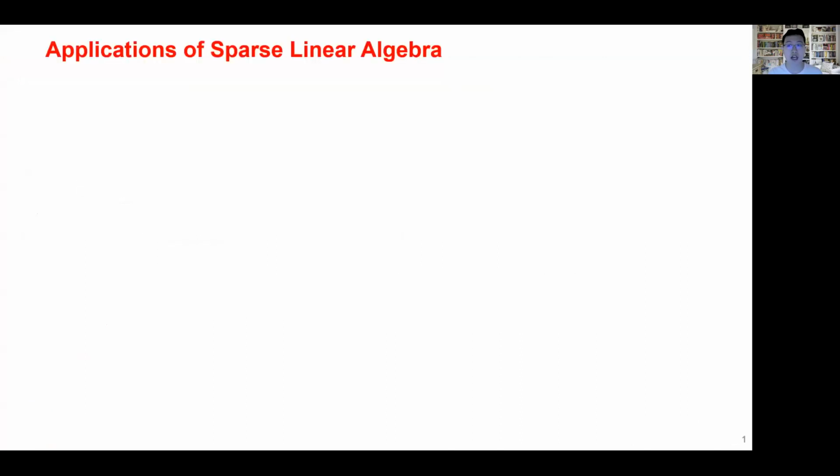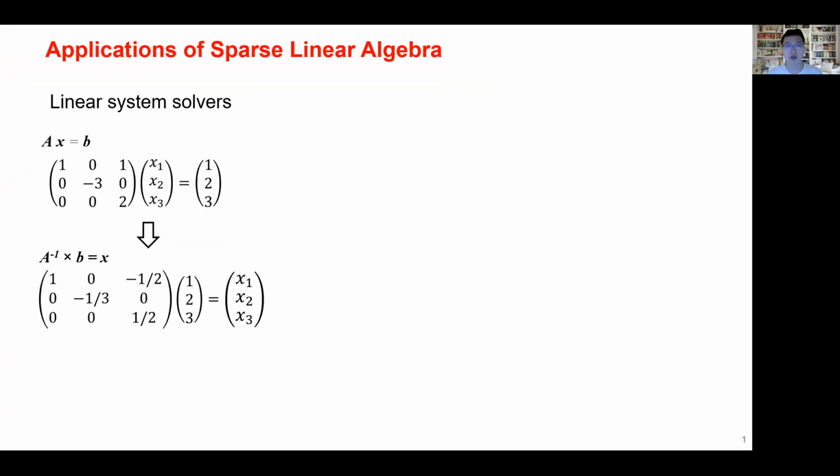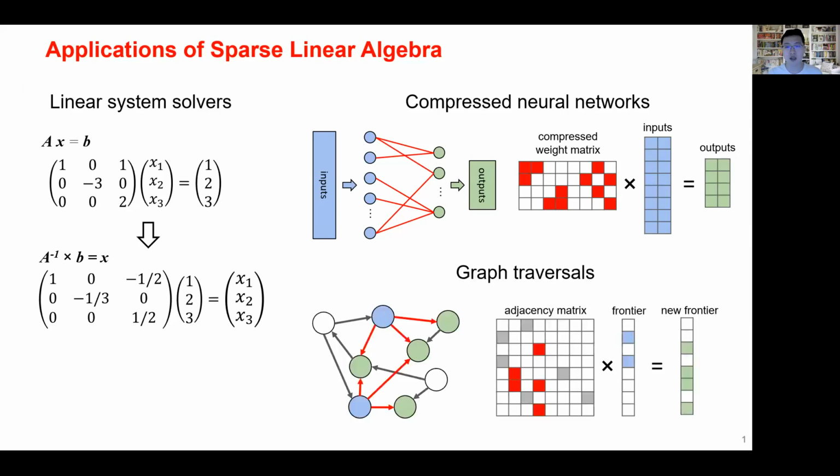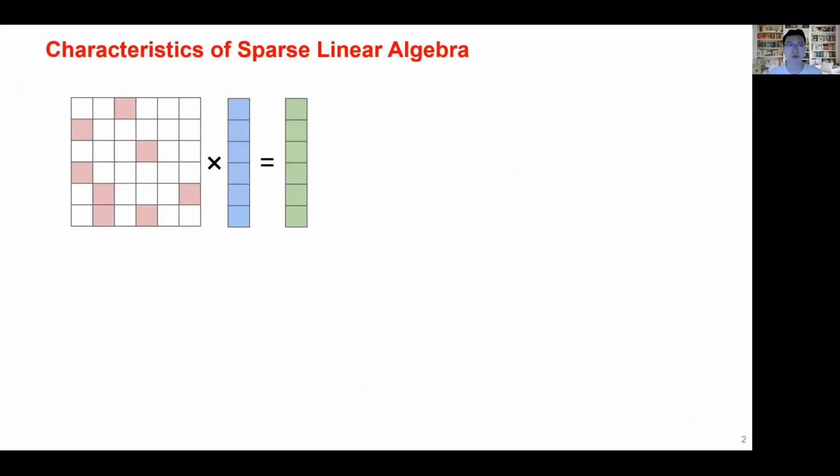Sparse linear algebra has a very broad range of applications. We can use it to solve a linear system of equations. It can also be used in compressed neural networks where the weight matrix is pruned to be a sparse matrix. It also plays a role in graph traversals such as breadth-first search. Here, the adjacency matrix of the graph is a sparse matrix.